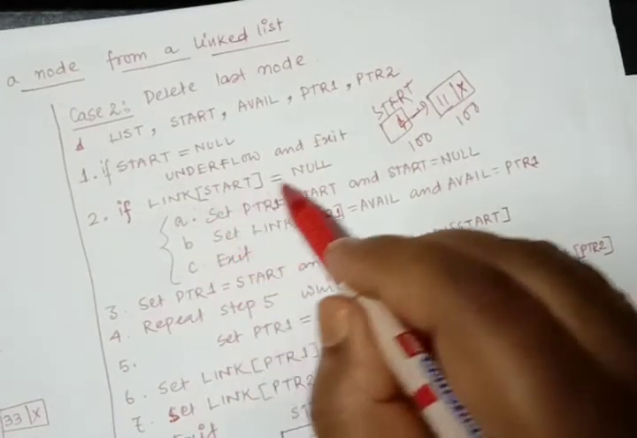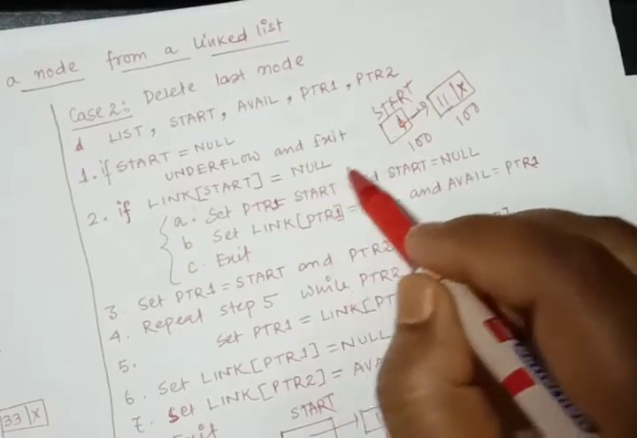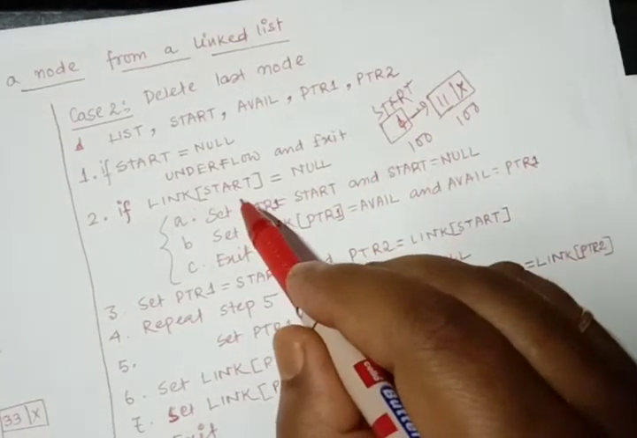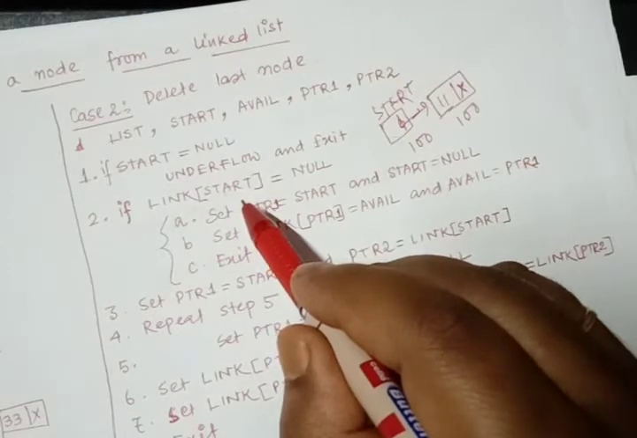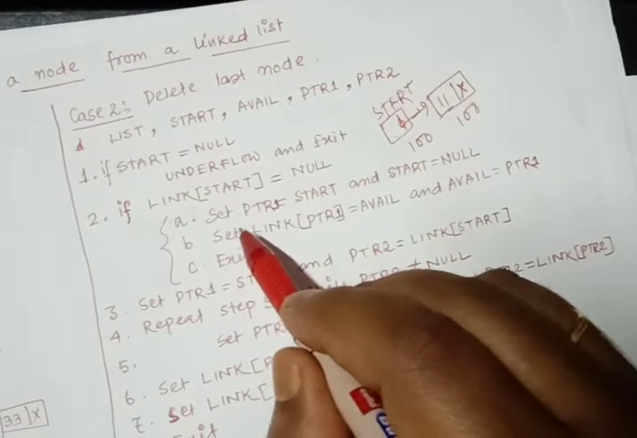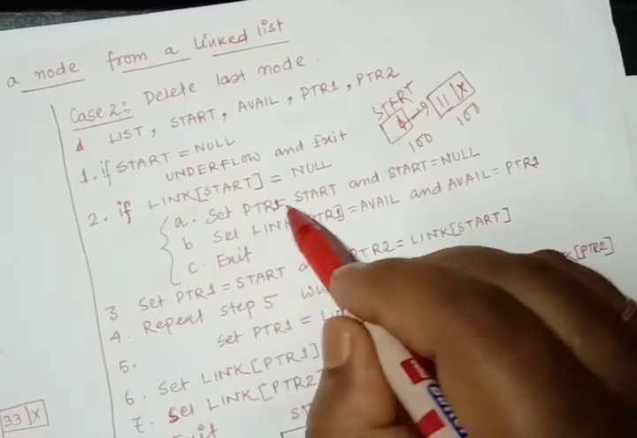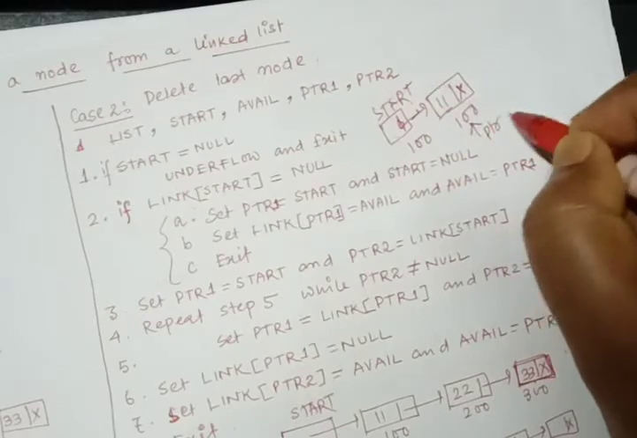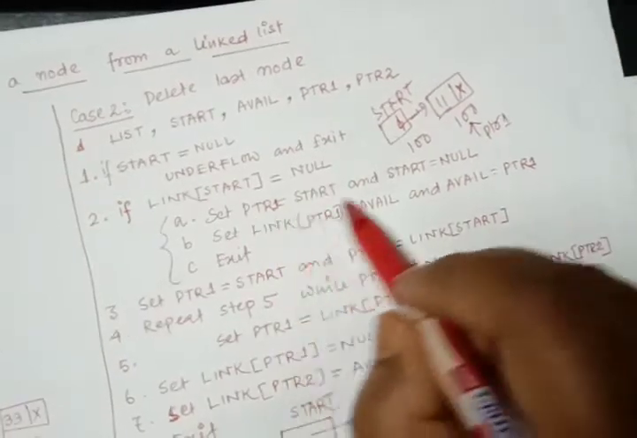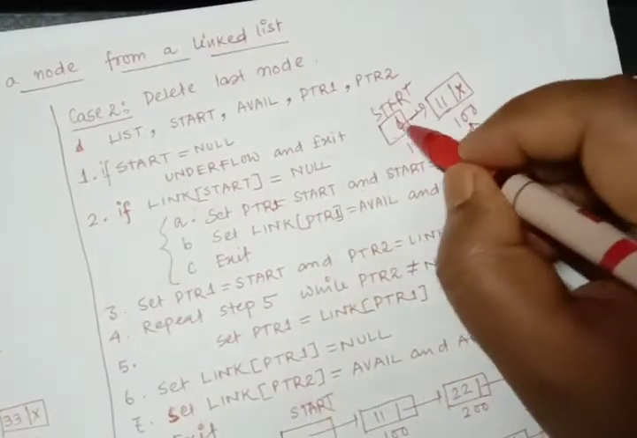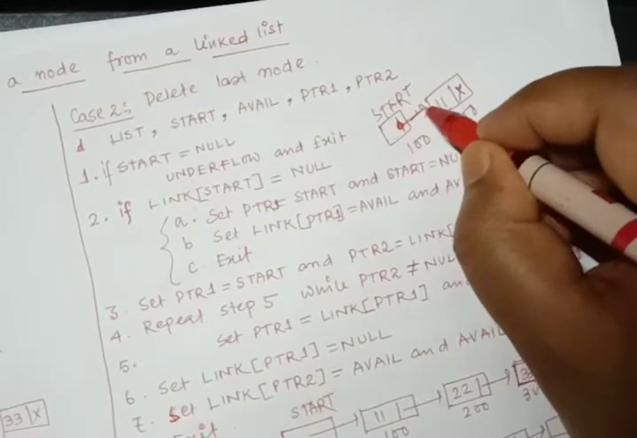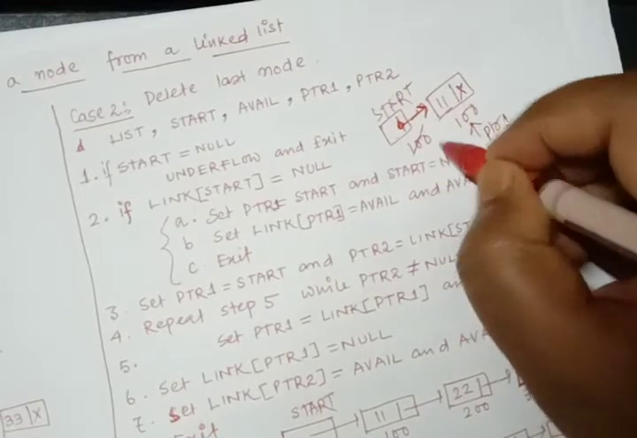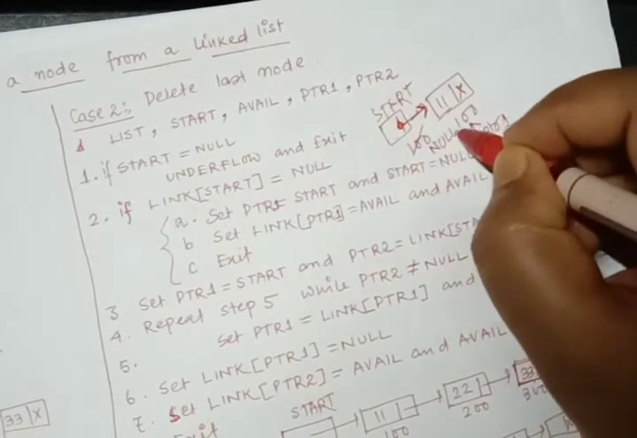And if link of start is not equal to null, that means the list contains more than one node. So if it contains only one node in the list, then what will it do? It will set ptr1 equal to start. So this is the value of ptr1, and start equal to null. Now the initial value of start was 100. Now it will change and it will become null.